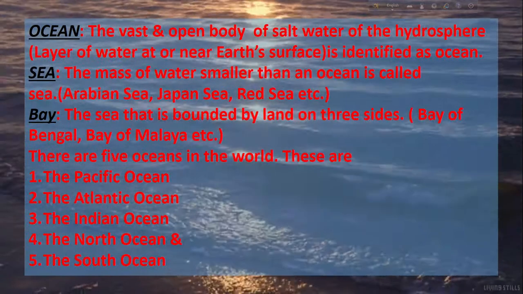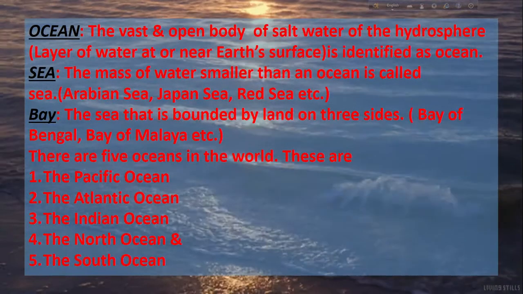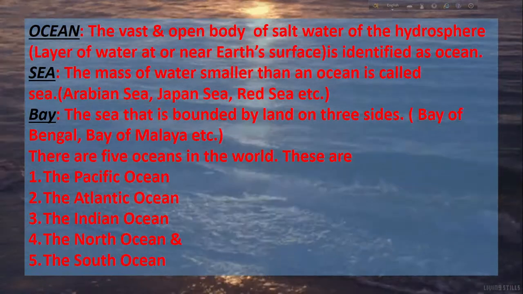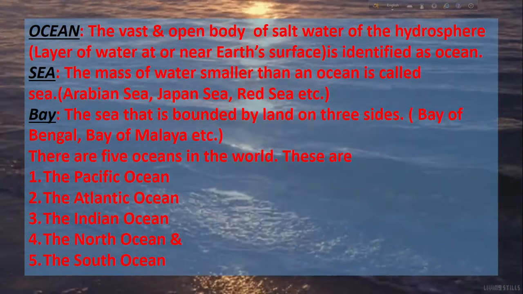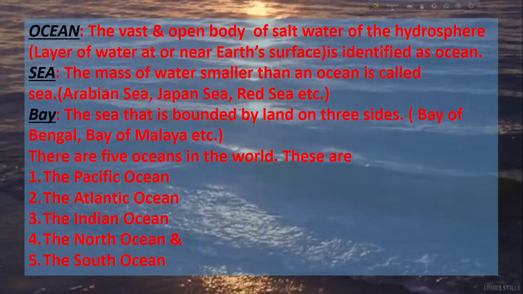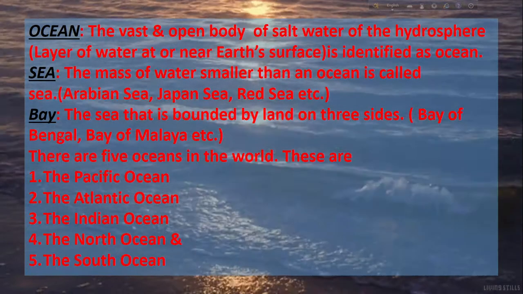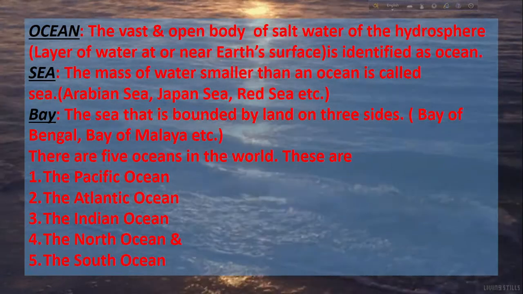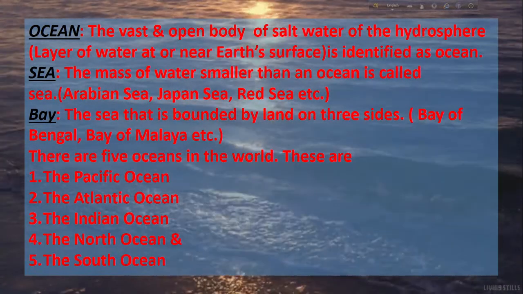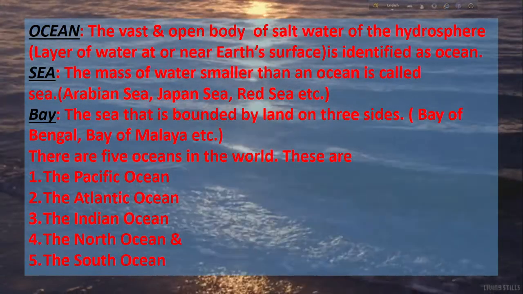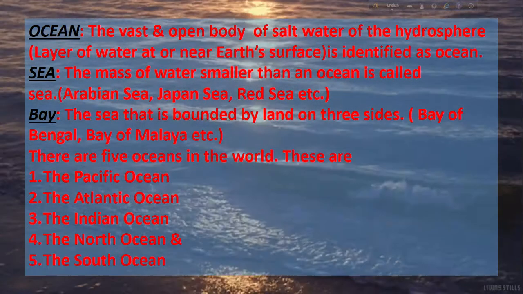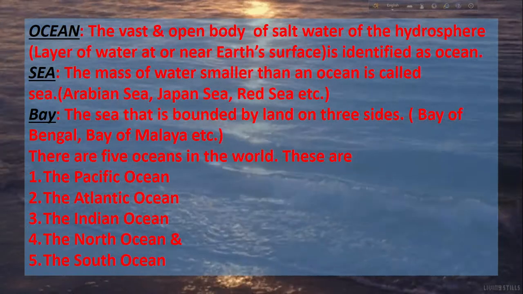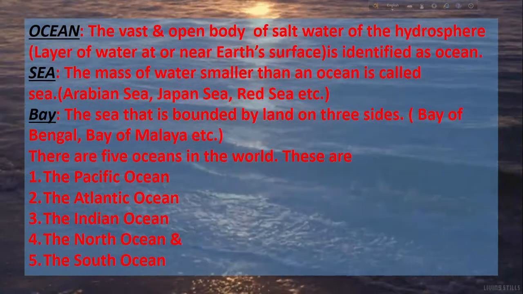So let's know about the ocean, sea and bay, how they are defined. What is ocean? The vast and open body of salt water of the hydrosphere is identified as ocean. Now a question may arise, what is hydrosphere? That is the layer of water at or near the Earth's surface, and it includes all liquid and frozen surface water, groundwater held in soil and rock, and atmospheric water vapor such as cloud.